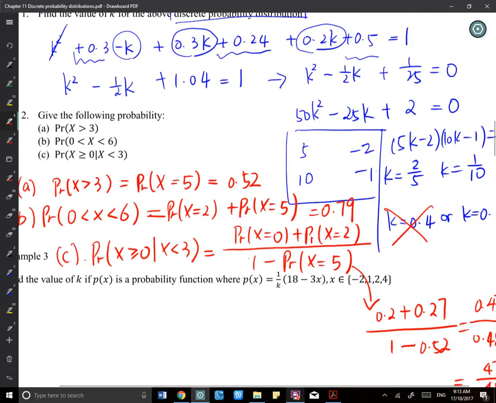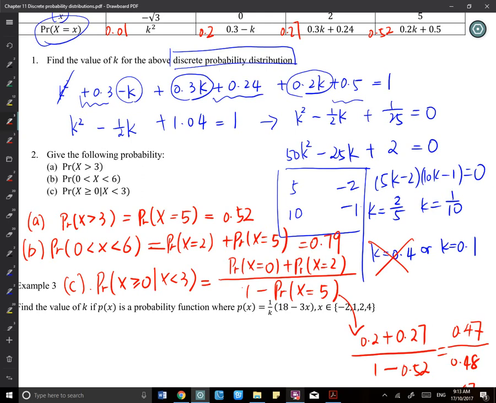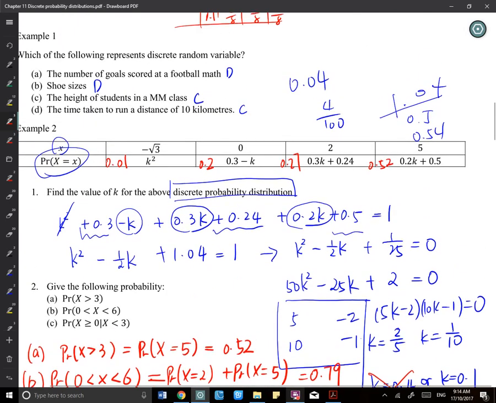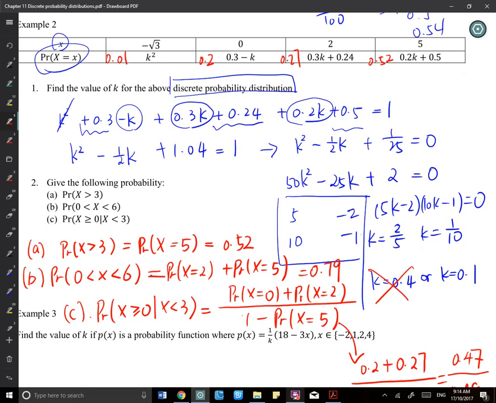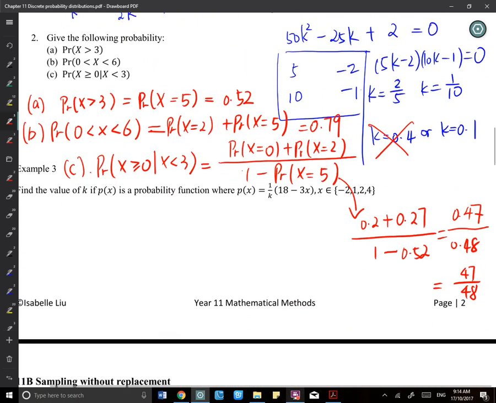Okay, so that's this question. First of all, this question teaches us how to find the k-value by adding them all equal to 1, and then I need to decide which k I can take, which one can make every single box have a value between 0 and 1. Second is how to evaluate those probabilities. I just think about what value I can take from this table. Even though x is say greater than 3, the only value I have in the box is 5. So 5 is just 0.52. That's how we find those probabilities.